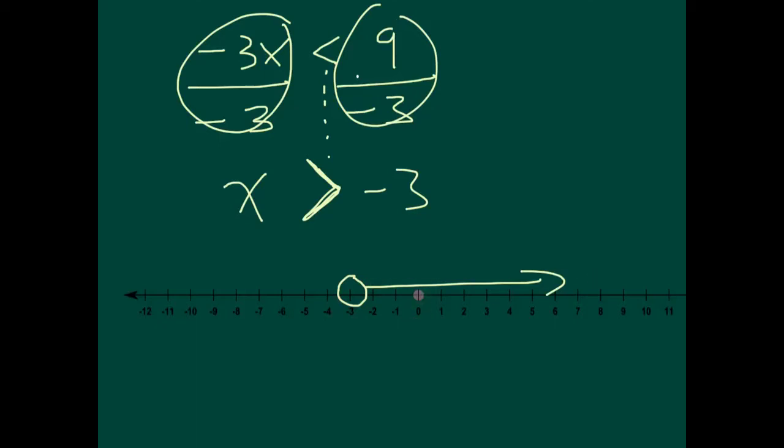Plug in 0. Is it true that negative 3 times 0 is going to be less than 9? Yeah, that's true, because 0 is less than 9. Check the border. x equals negative 3. Negative 3 times negative 3 is positive 9. They are equal, even though negative 3 is not actually a solution, it's the border, but it does in fact check. So you're checking the border, and you're checking to make sure your arrow is going the right way, and you're showing the correct solutions, rather than, if you went the other way, showing all the things that weren't solutions.